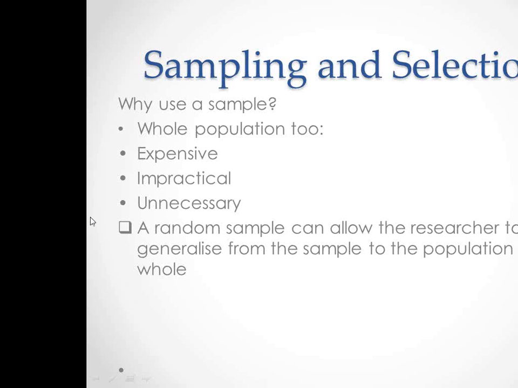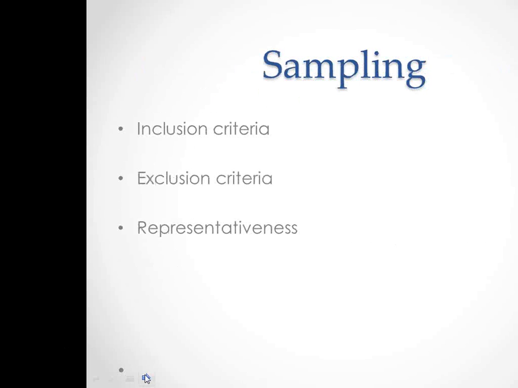Now that's fraught with problems, isn't it? Because our sampling strategy is influenced by the subject that we choose, the ontology and the epistemology that we come from, and the methodology that we are going to employ. So when we talk about sampling, we talk about inclusion and exclusion criteria, and we talk about representativeness.